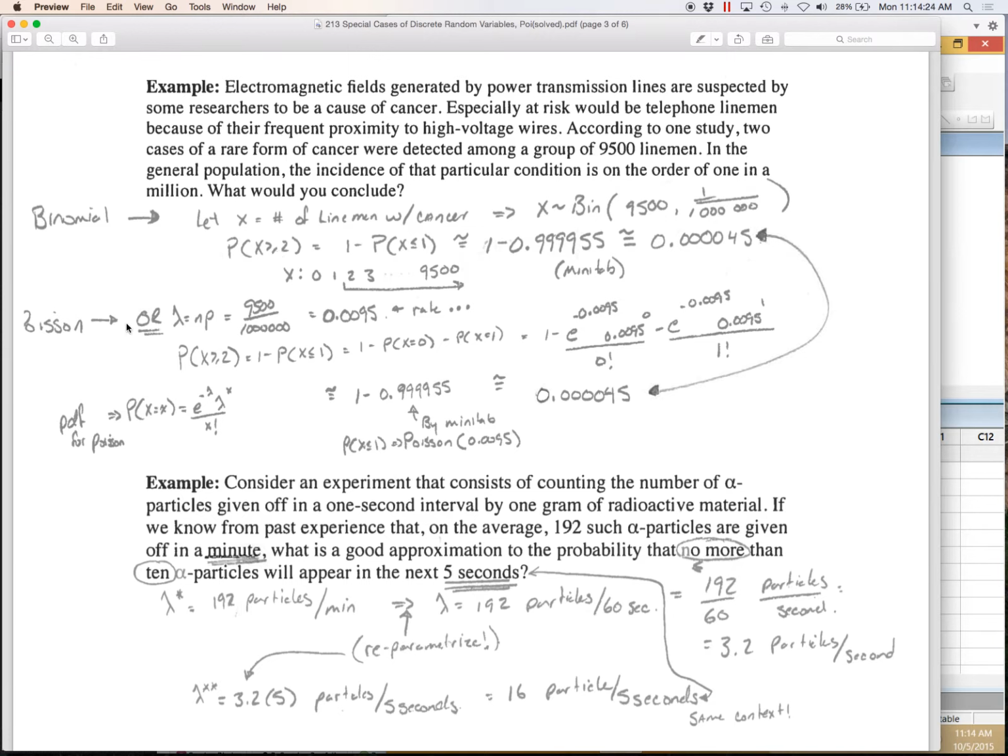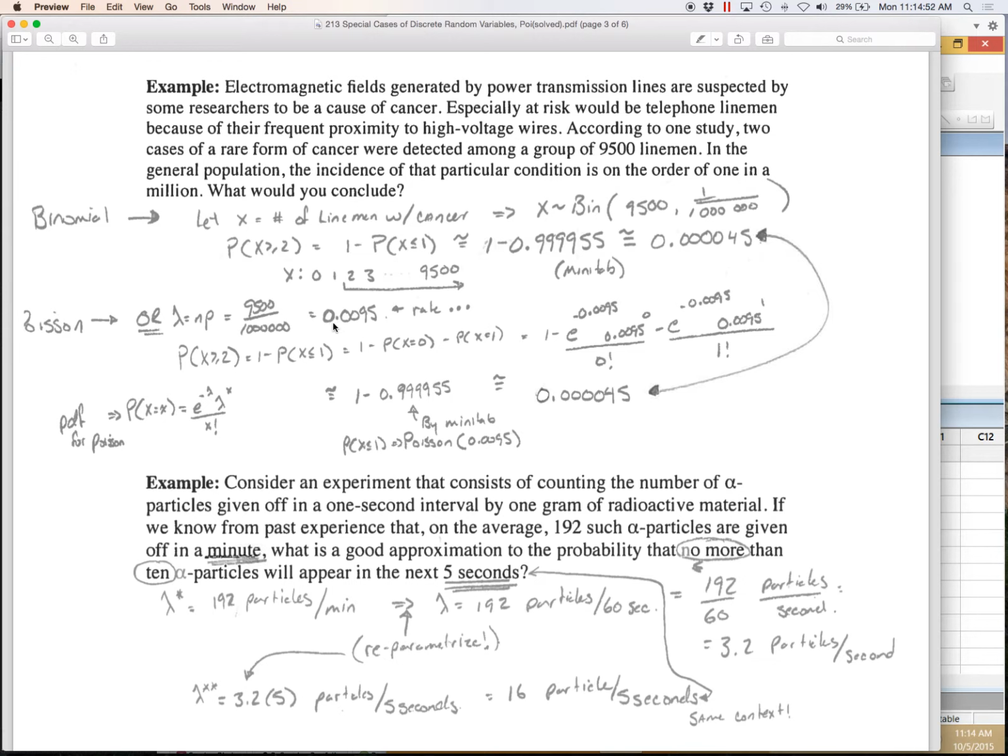Here, Poissons are always given as rates. Okay, so here, instead of focusing on the probability of cancer being 1 out of a million, what we're going to do here is put 9,500 out of a million. Okay, so then that gives us this rate here.